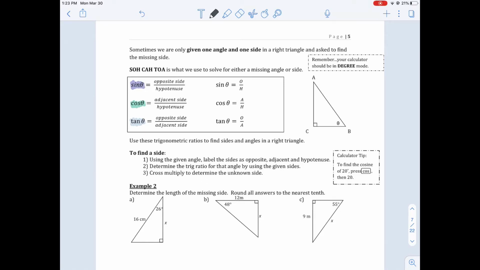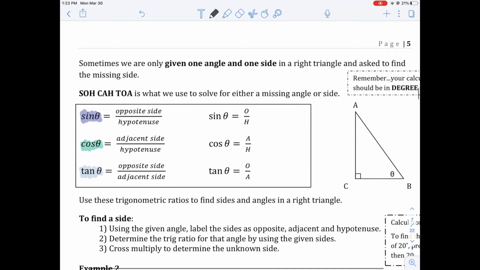Hey guys, so once you finish the practice, let's move on and take that idea and actually use it to solve a missing piece of a triangle. Sometimes when we're only given one angle and one side of a right angle triangle, and you're asked to find the missing side, we can use an acronym called SOHCAHTOA to find the missing angle or side. So SOHCAHTOA is just an acronym.